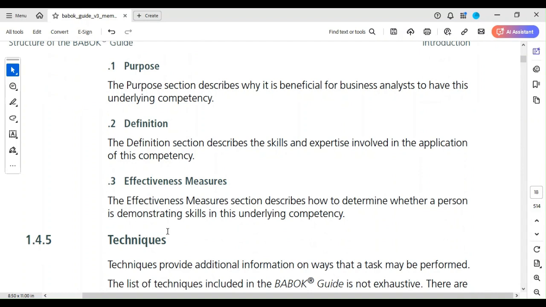Purpose. The purpose section describes why it is beneficial for business analysts to have this underlying competency. Definition. The definition section describes the skills and expertise involved in the application of this competency. Effectiveness measures. Remember, just like I always remind you, take it as it is. You see, effectiveness measures, you're measuring effectiveness. The effectiveness measures section describes how to determine whether a person is demonstrating skills in this underlying competency.